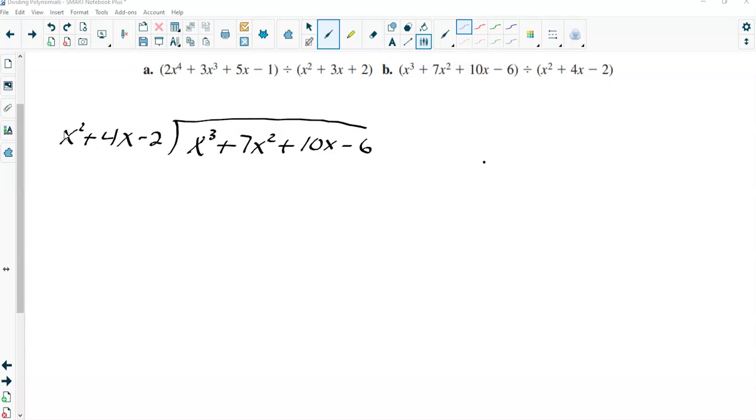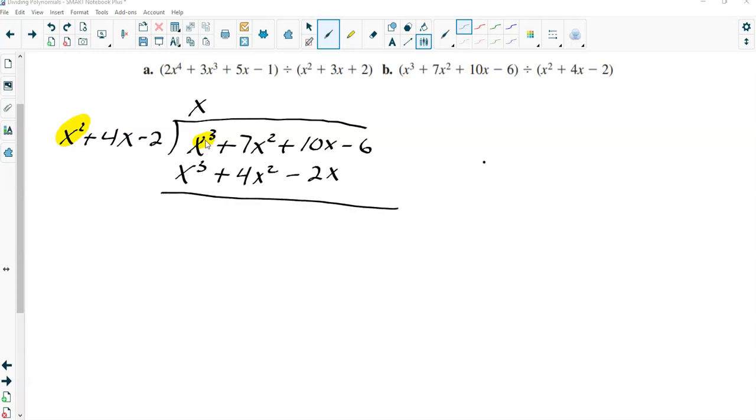X cubed divided by x squared. Those are the two numbers that you care about. How many times does x squared fit into x cubed? Well, that would be x, since x times x squared is x cubed. X times 4x is 4x squared. X times negative 2 is negative 2x.